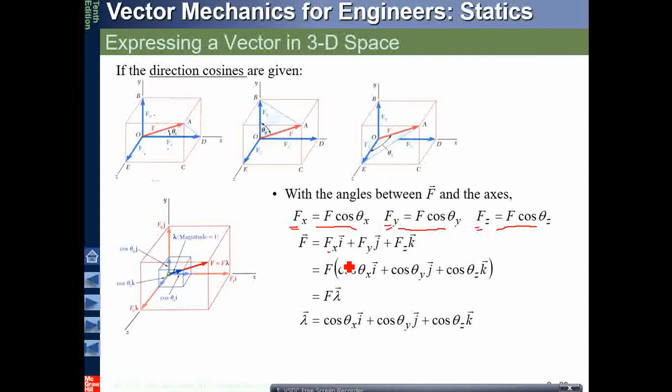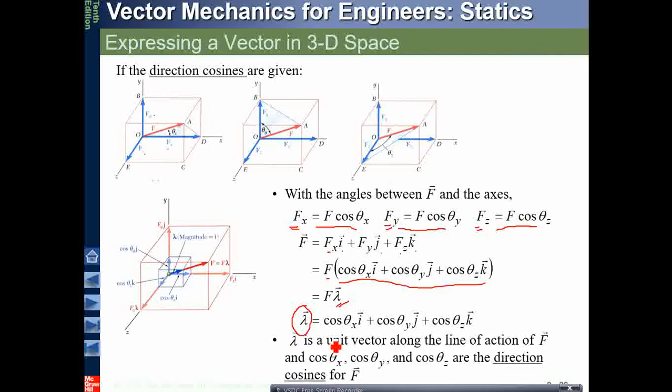Remember that fx is only a magnitude, i is a unit vector. fy is a magnitude, j is a unit vector, fz is a magnitude, k is a unit vector. All of them together, f becomes common and can be taken out, and cos theta x, cos theta y, cos theta z remain. They can also be termed as lambda, where lambda is cos theta x i, cos theta y j, cos theta z k. This lambda is a vector and it is known as the direction cosine, because it gives a particular direction, and cosine because it uses a cos term of trigonometry. We'll talk more about the direction cosine in the coming slides. So lambda is a unit vector along the line of action of f, and cos theta x, cos theta y and cos theta z are the direction cosines of f.